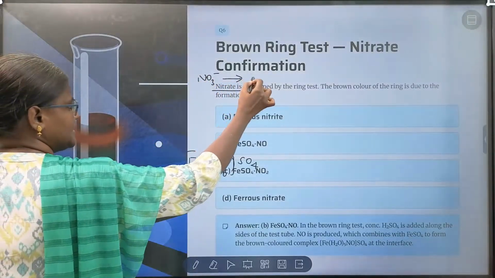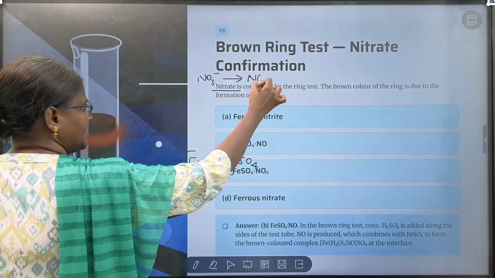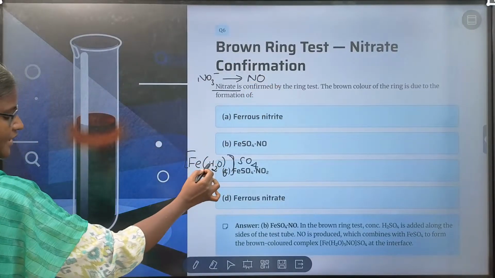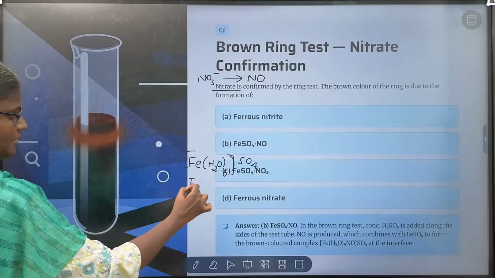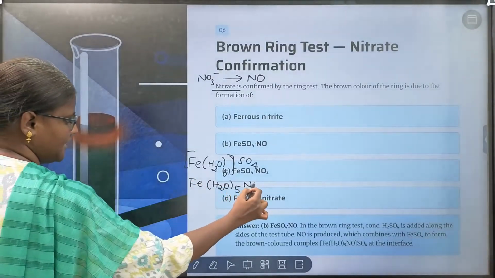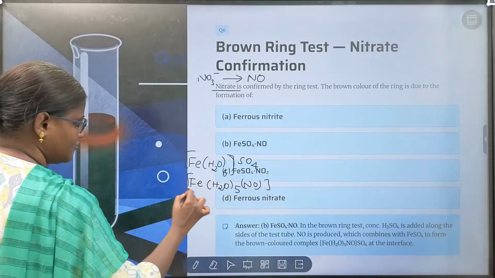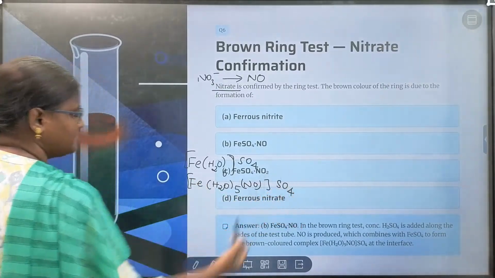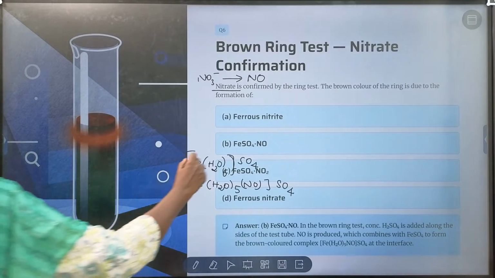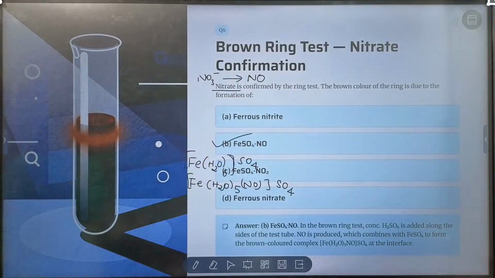now gets converted into nitroside. It reduces to nitroside. Now what happened? One of these aqua ligands is now replaced. How is it replaced? [Fe(H2O)5 NO], and one is replaced by this nitroside. So it becomes the iron aqua nitroside complex, and that complex is actually that chocolate brown color, and it is due to the formation of this iron nitroside and sulfate complex. So option 2 is the correct answer.